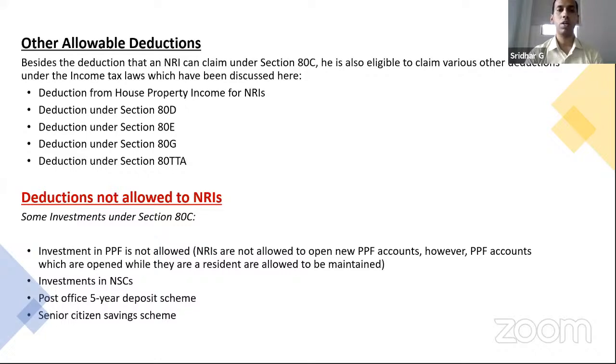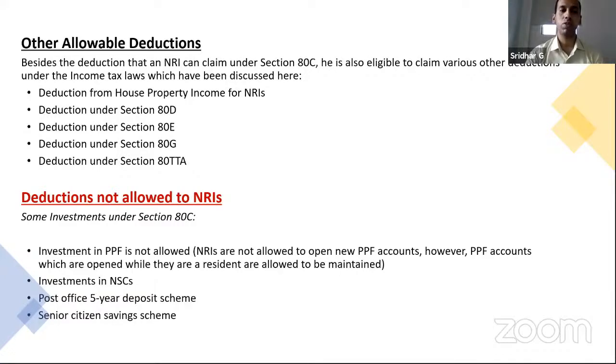But a non-resident is not allowed to open a PPF account. This is an important point. That is the reason why deductions are not given to a non-resident if he is investing in a PPF. That is one point which you should keep in mind. The other important deduction not allowed to a non-resident is National Savings Certificate. These are known as NSC certificates, where whatever investment they make in NSC will be allowed to be claimed as a deduction up to a limit of 1,50,000.